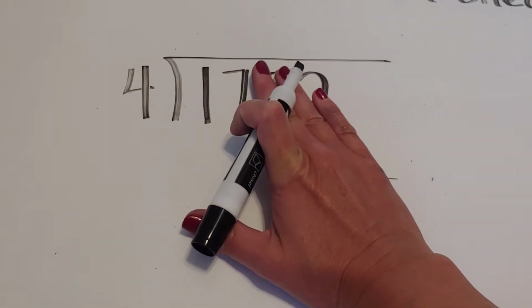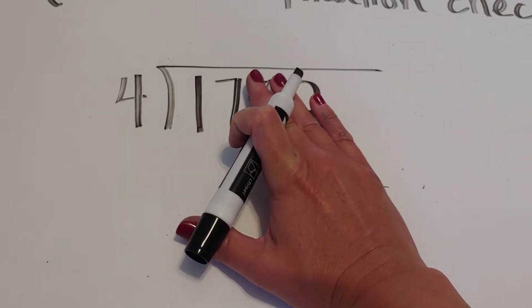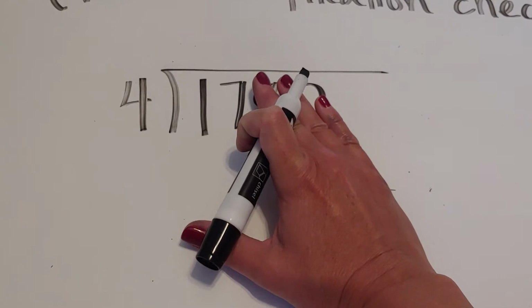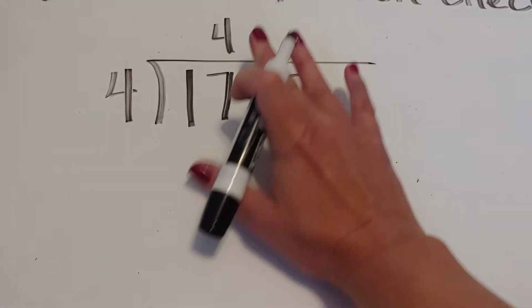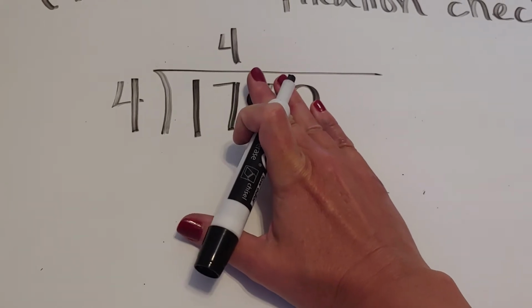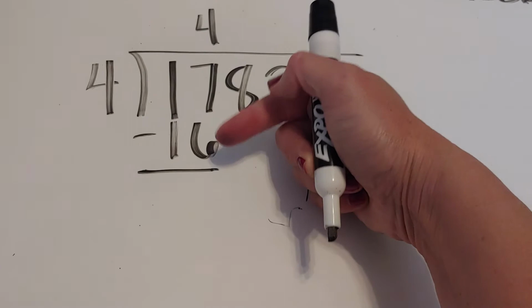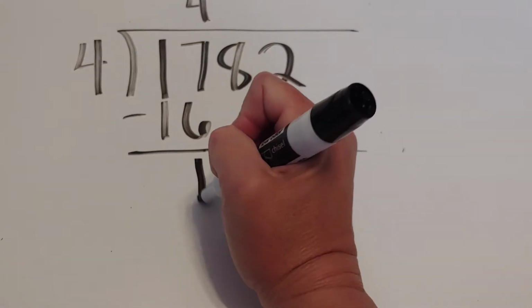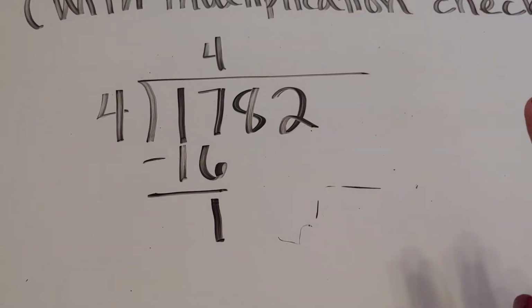So I move over now to the 7. So 4 times what gets me closest to 17 without going over? 4 times 4 is 16. So I'm going to write a 4 above that 7, and I'm going to write 16 down below, and I'm going to subtract. So here I go, 17 subtract 16. I'm going to get just a 1. Okay, we good so far?